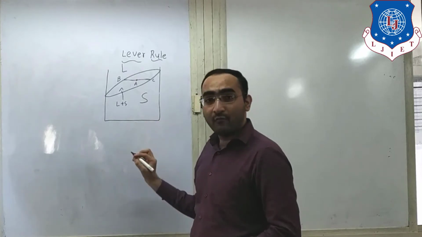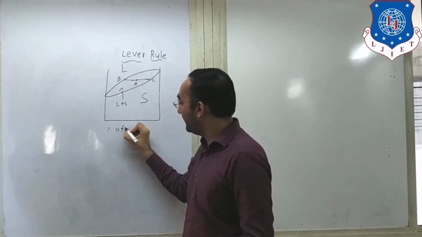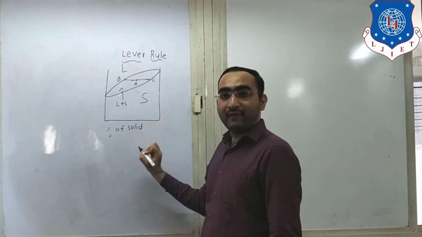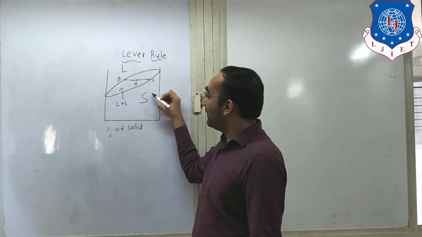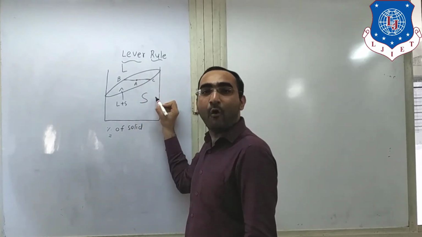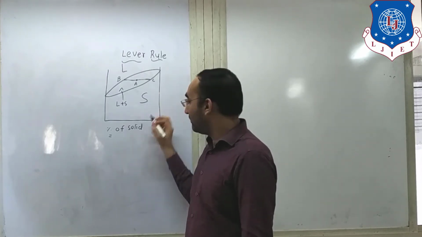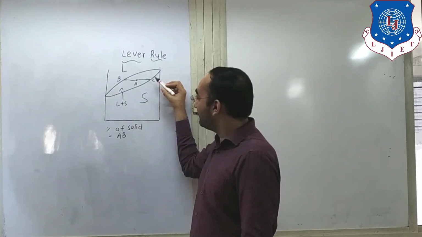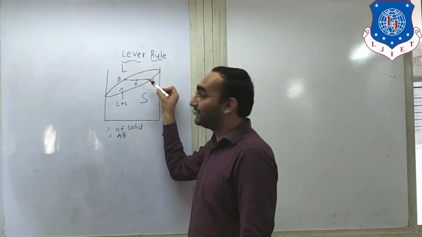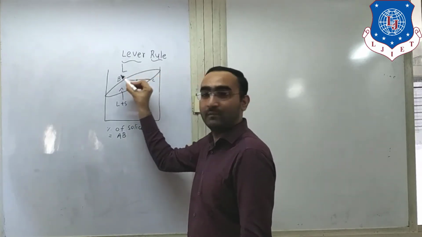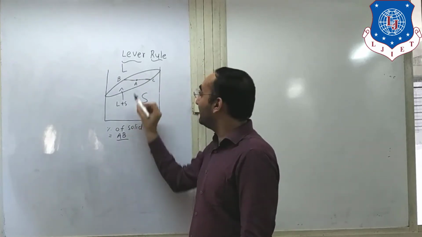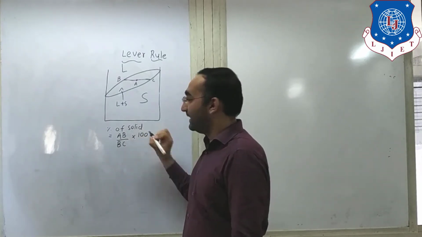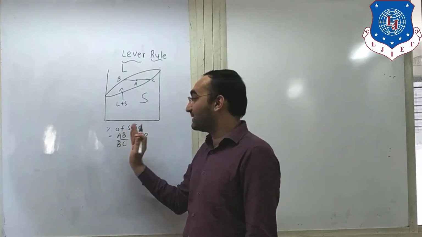If we want to find out the percentage of solid, how can we find it? Solid is at the bottom region, so we have to take the opposite part. That means we will be taking AB. In the lever rule, wherever the solid is, we always take the opposite part. That means the AB region divided by the total region, that is BC, multiplied by 100. In this way, we can find the percentage of solid.